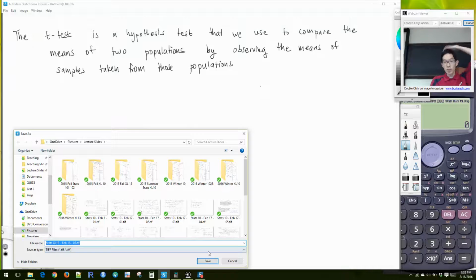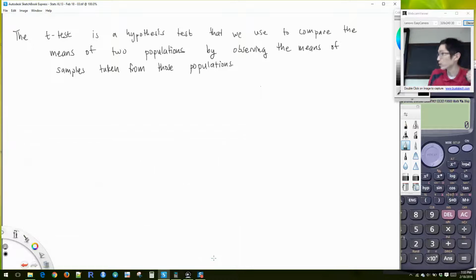So this fits in with the big theme of statistics, which is making conclusions from limited data. The big idea is, we can't observe the populations directly. So if we observe just samples, can we look at the samples and make conclusions about the populations? And the answer is yes, and the t-test is one way we can do that.